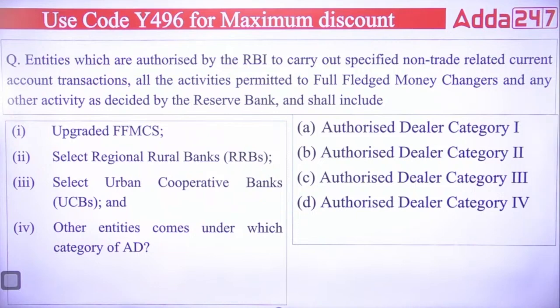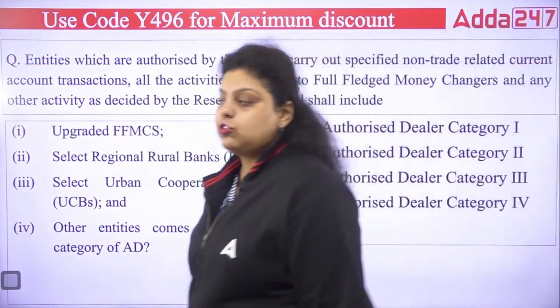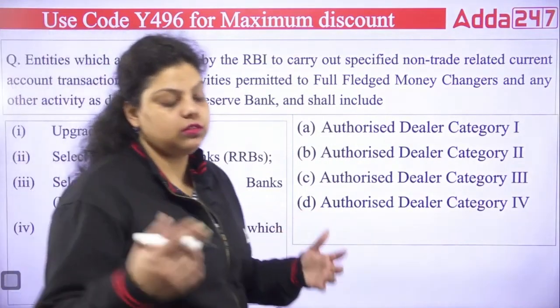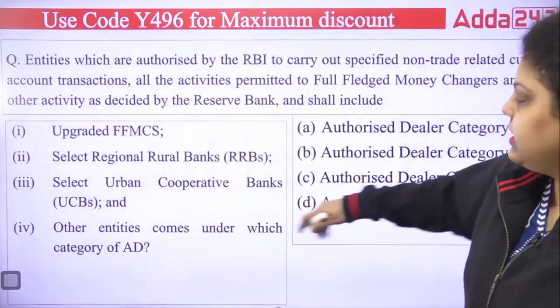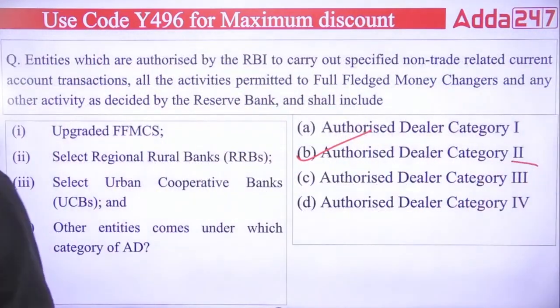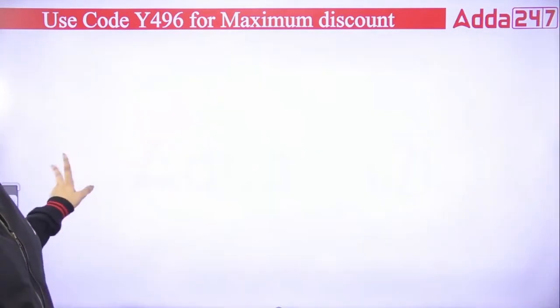A, B, C or D? As I have told you, authorized dealers means the parties, the banks, the institutions, the persons to whom RBI has allowed to participate in foreign exchange transactions. The category here is second. So authorized dealer category second will be the party here. So the right answer is B.